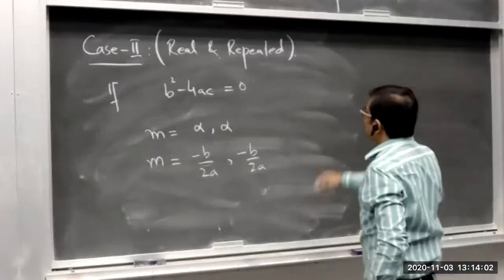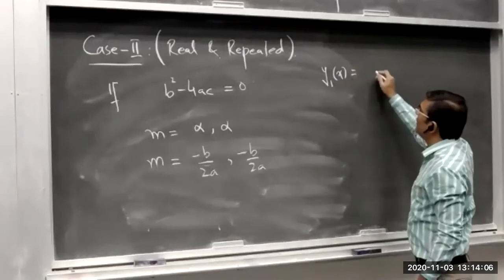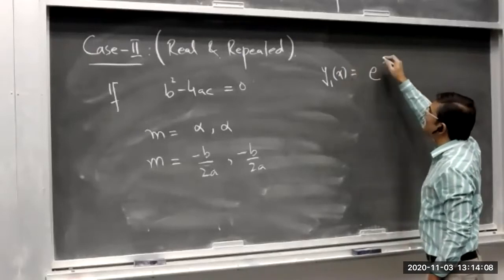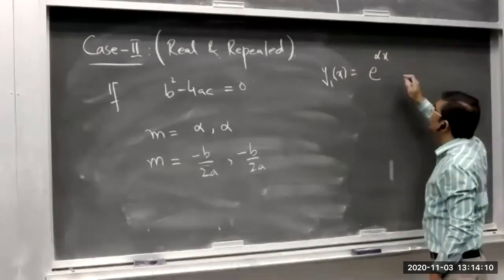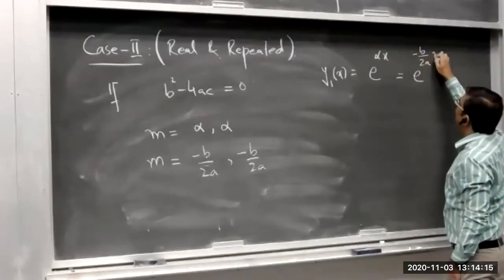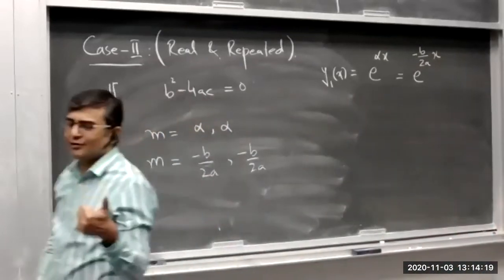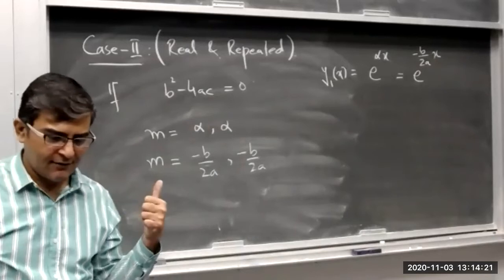So in that case, the solution y1 of x will be only one solution, e raised power alpha x, and you can say that e raised power minus b over 2a times x. You can have only one solution by using this technique.